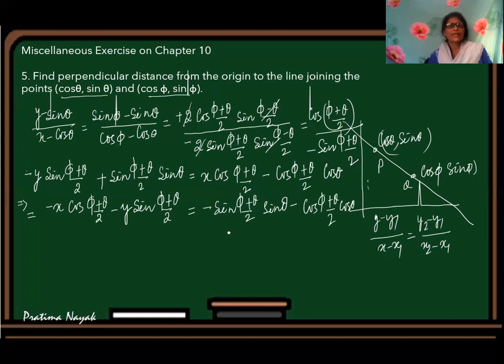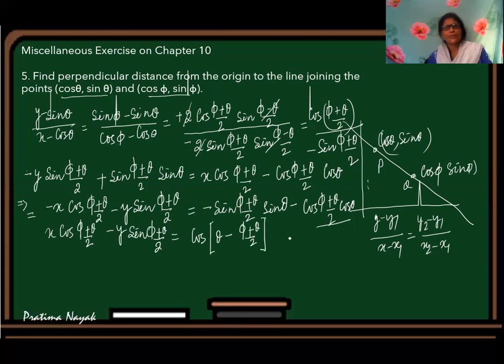Now I can remove the negative from all the terms. So I'm getting x cos of (phi plus theta) by 2 plus y sine of (phi plus theta) by 2 is equal to, it will be this. See, this is a formula: cos of (theta plus phi) by 2 with theta. So this will be cos of theta minus (phi plus theta) by 2. If we simplify, it will be cos of (theta minus phi) by 2. So it is simplified. Now this is the equation.